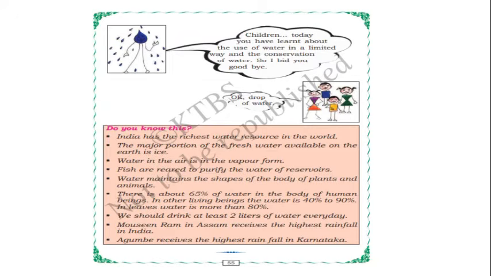Ram in Assam receives the highest rainfall in India. So, what is the place name, children? Ram in Assam, which receives the highest rainfall in India. And Agumbe receives the highest rainfall in Karnataka. In Karnataka, Agumbe, and in India, Ram. Okay, which receives the highest rainfall.